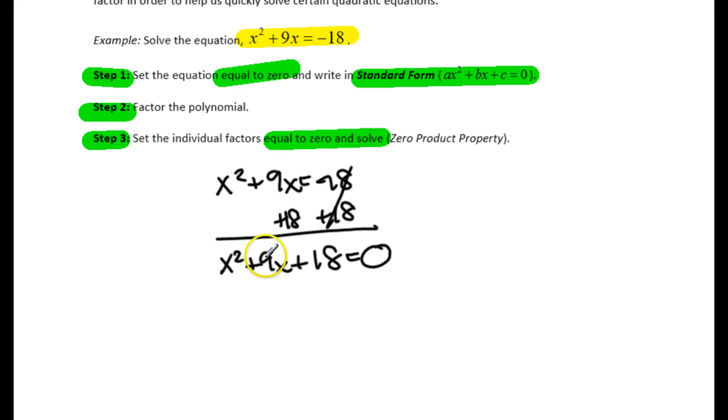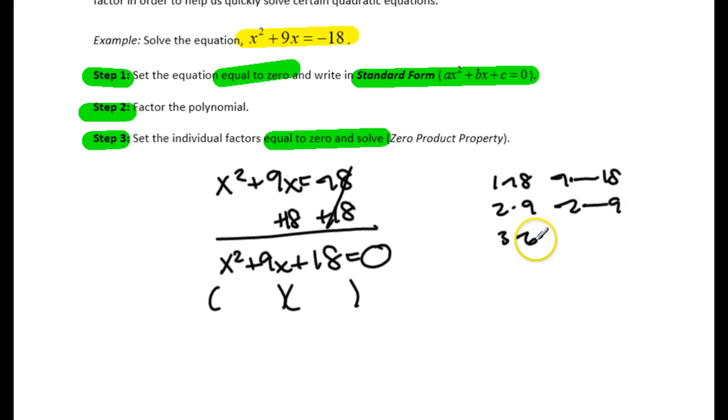Step 2, so now I'm going to factor this. This is easy to factor because my a is 1, right? I'm going to do this quickly here. My c is 18. So what I'm thinking to the side is I can do 1 times 18 or negative 1 times negative 18. Remember, think about your signs. I can do 2 times 9 or negative 2 times negative 9. I can do 3 times 6 or negative 3 times negative 6. And that's pretty much all my combos.